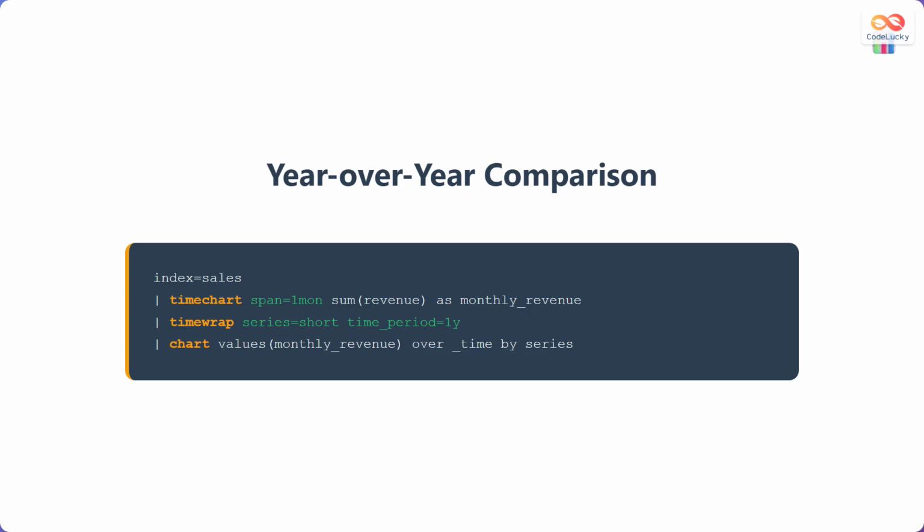Here's a practical example of year-over-year comparison using the Timewrap command. We start with sales data from an index, use timechart to aggregate monthly revenue with a span of 1 month, then apply Timewrap with series equals short and time_period equals 1 year. Finally, we chart the values over time by series to create a visual comparison of revenue across different years.